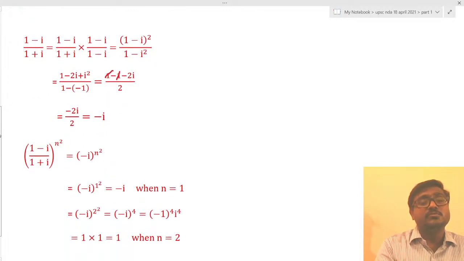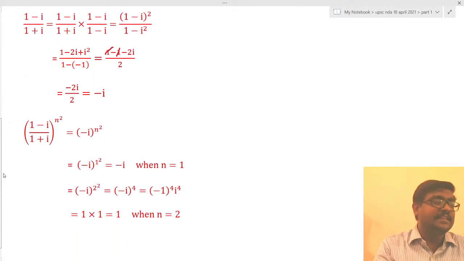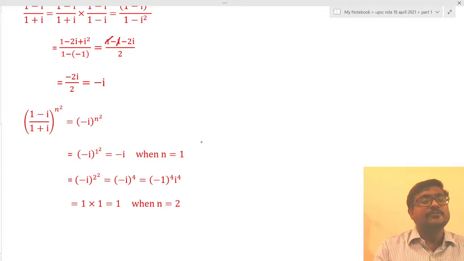Now we have to find the smallest positive integer n. See, positive integer n, that means what? Natural number, simply we can say. So we have to substitute natural numbers for n, it should be the least value. So the natural number's first value is 1, so I start with n equal to 1. When I substitute n equal to 1, I will get minus i whole power 1 square, 1. So minus i whole power 1 is minus i. It is not equal to 1. They are asking that it should be equal to 1.